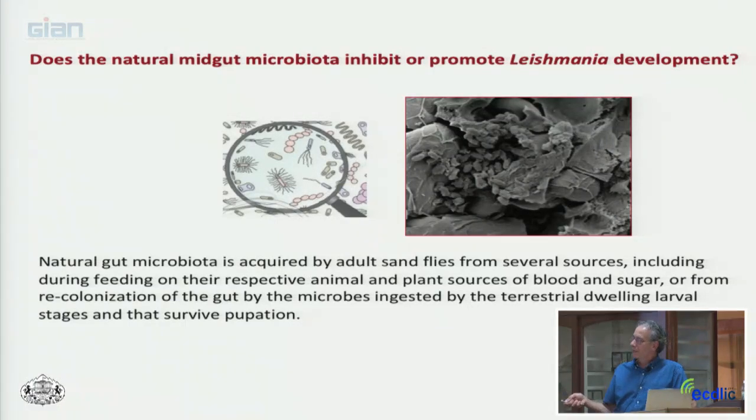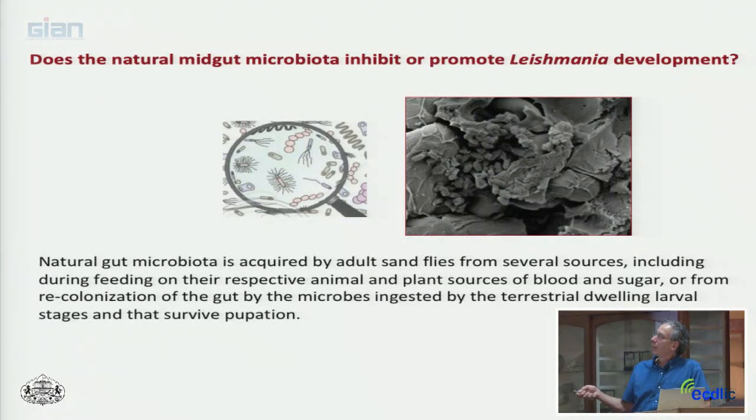So in sandflies, there's not a lot of work done on the natural gut flora, but we know that it's acquired by adult sandflies from several sources, including during feeding on their respective animal and plant sources of blood and sugar, or from recolonization of the gut by the microbes ingested by the terrestrial dwelling larval stages.